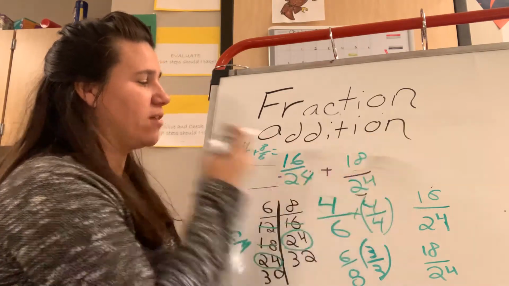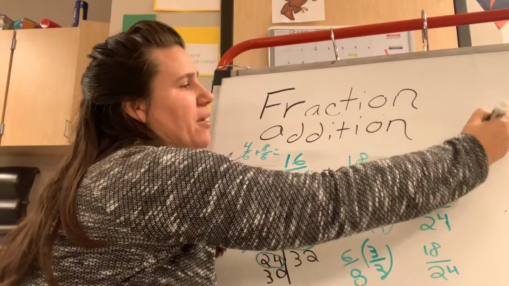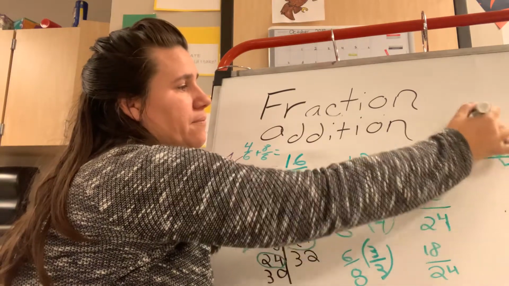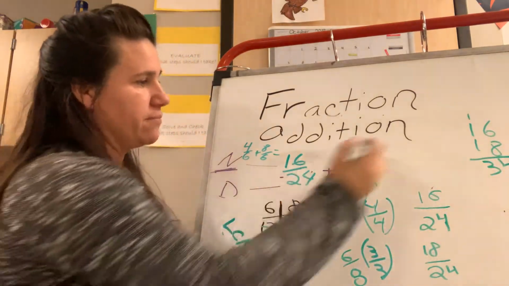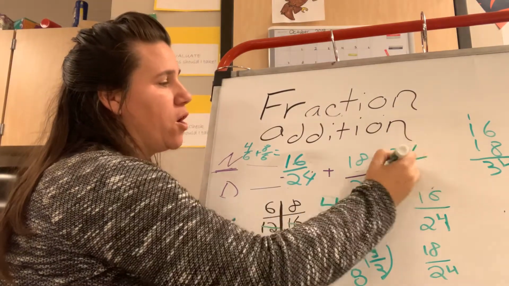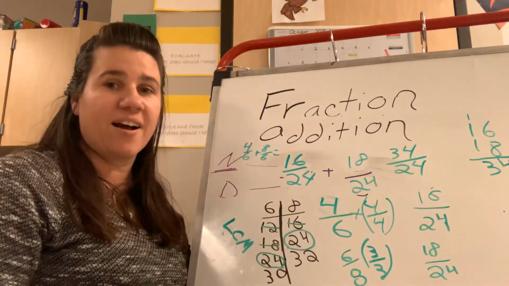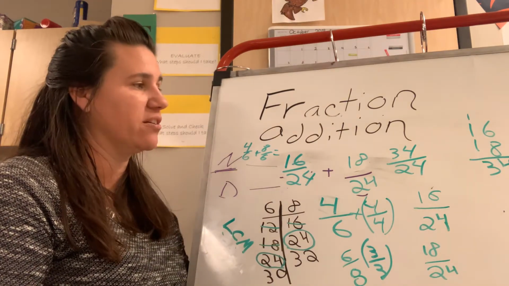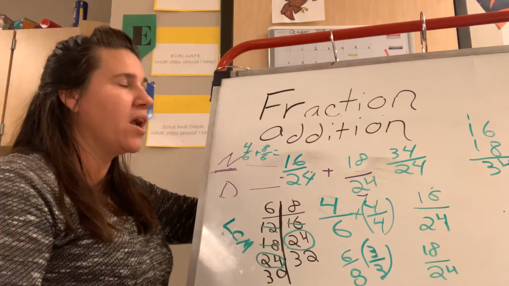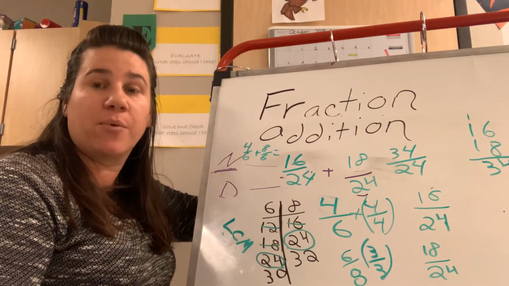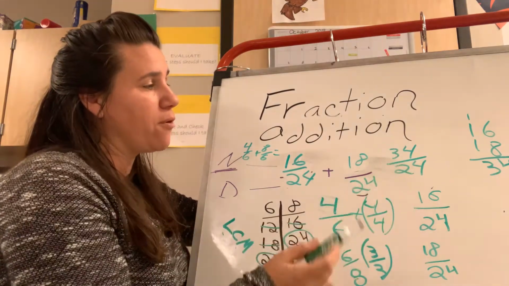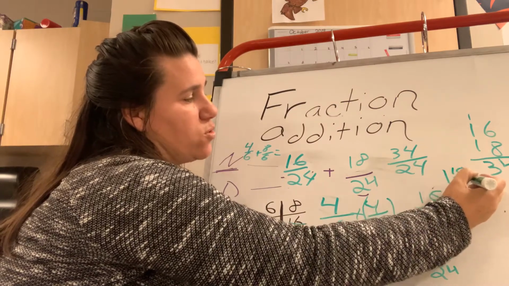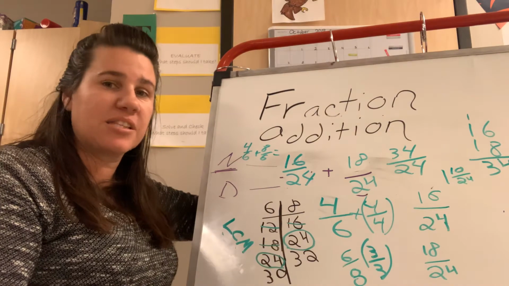And I'm going to add straight across. 16 plus 18, we can do that up here. 34. So now I have 34 over 24. Oh, that's an improper fraction, so I need to change it into a proper fraction. Well, I would need 24 little pieces to make one whole. So 24 from 34, that'd give me 1 whole and 10 24ths. Again, I can still simplify.